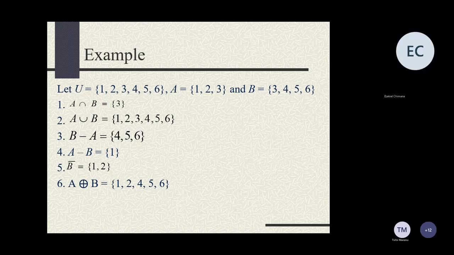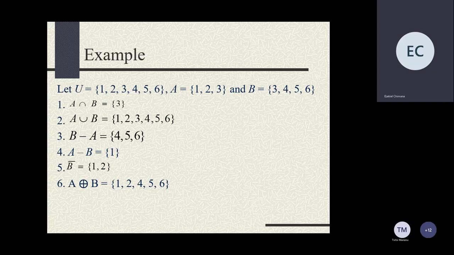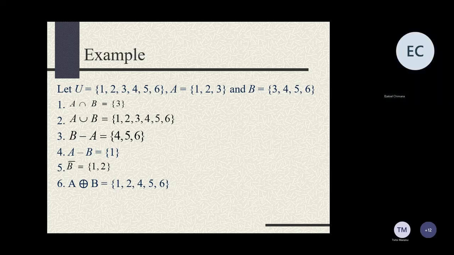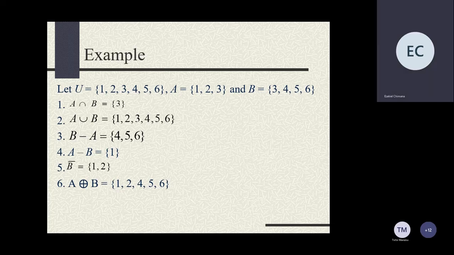And then the symmetric difference of A and B are the elements in A and in B, but not those in their intersection, which means you only have to find the intersection and then remove the intersection of A and B, and then take the remaining elements. So here A intersecting B is 3. So you have to remove that 3, and then you take the rest, which means you take 1, 2, and 4, 5, 6. So I think that's all.